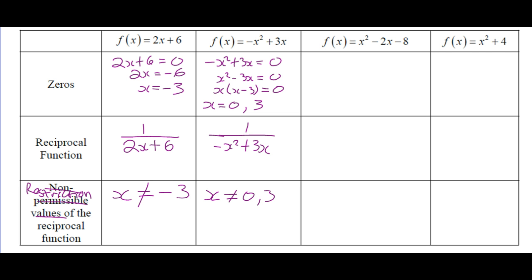X squared minus 2x minus 8. Okay, how are you going to get the zeros? Probably by factoring, right? Okay, so factor it. Once you factored it, check to make sure your factorization is correct, right? I mean, at this point, factoring isn't just something you do for the sake of factoring, right? We're factoring so that we can find the zeros, so that when we do the reciprocal, we can find the restrictions.